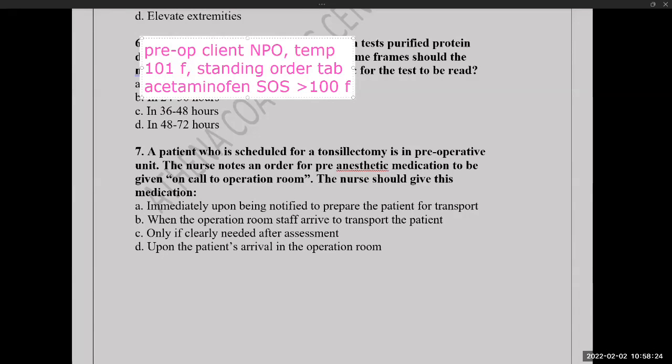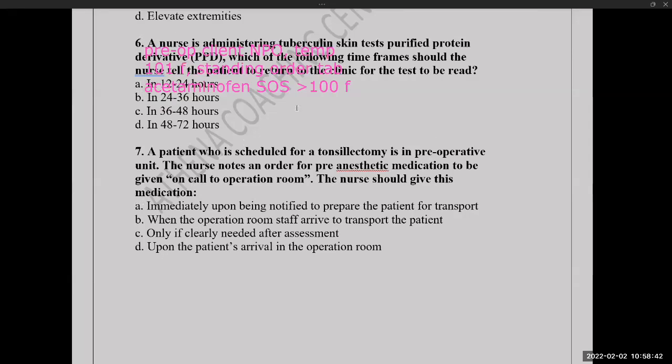So what is the answer? A. Immediately upon being notified. Okay. Everyone's answer is the same. Very good. So the answer for this 7th question is A. Okay, fine. So next situation, the situation is this.